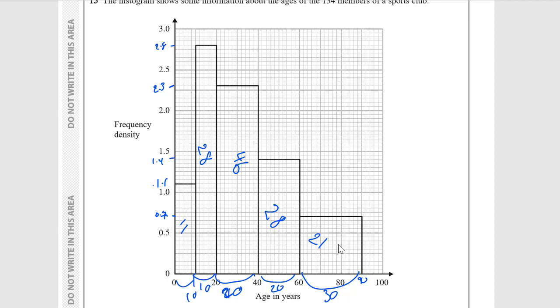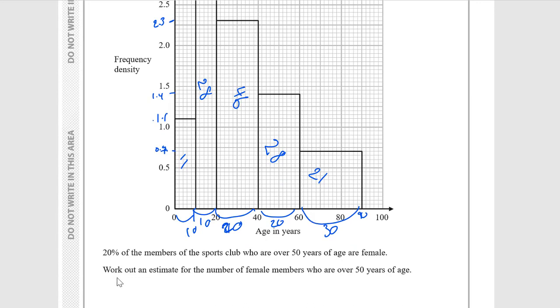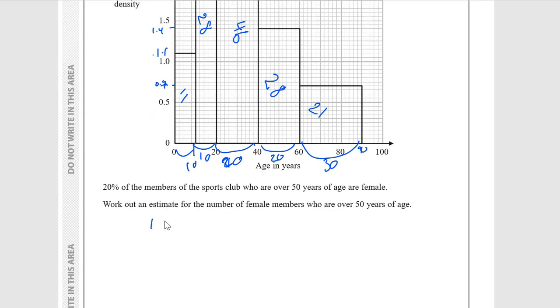So the question says 20% of members who are over 50 years of age are female. So years of age, so we've got this one here, so that's 50. So we know that we've got, this is half the area of this bar chart, so that's going to be 14. So over 50 is 14 plus, and then we've got 21.